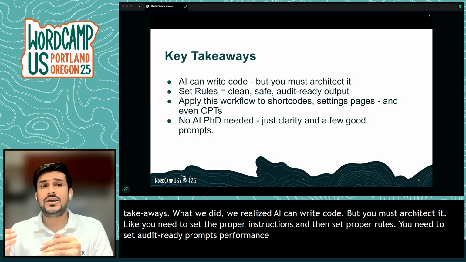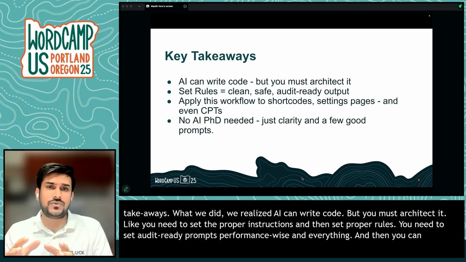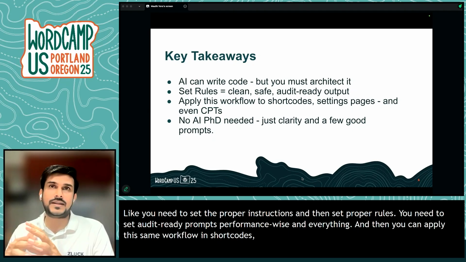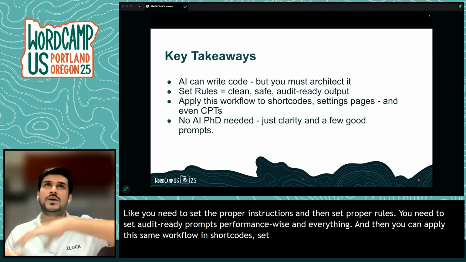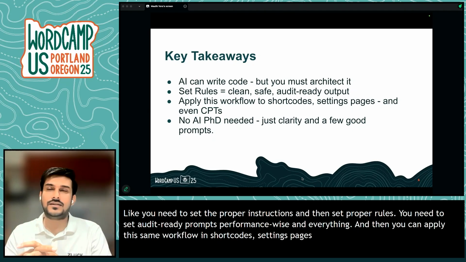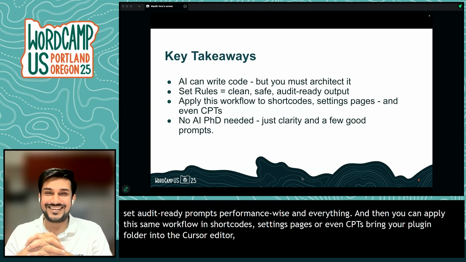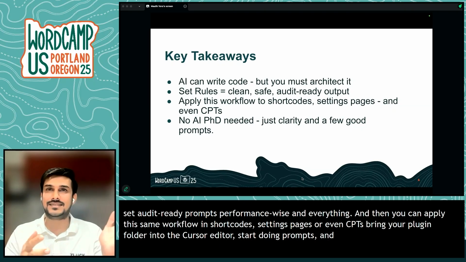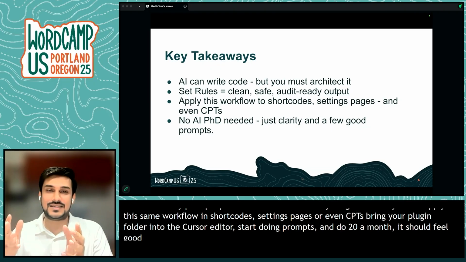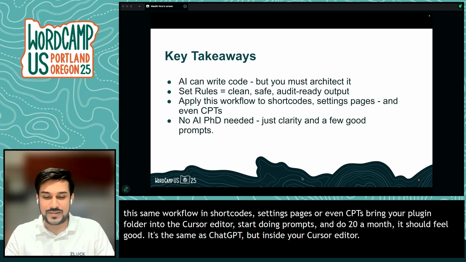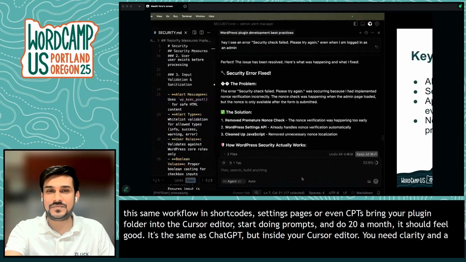And then you can apply this same workflow to implement shortcodes, setting pages, or even CPTs. Just bring your theme or plugin folder into Cursor editor, start giving prompts, pay $20 a month, and it should be all good. And while doing this, no AI PhD needed. It is same as ChatGPT, but it's inbuilt inside your Cursor editor. You just need clarity and a few good prompts, and that should make your plugin development easy.